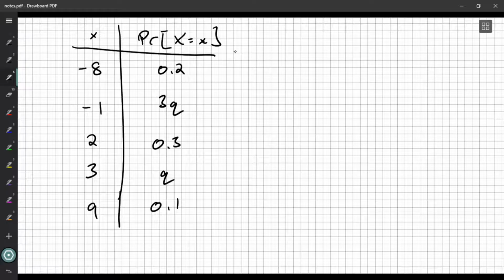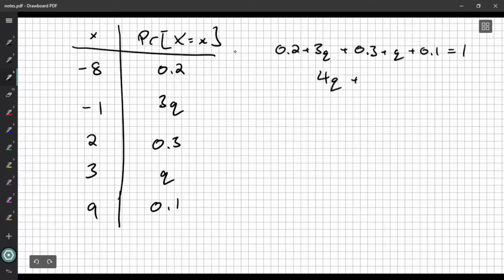All right. Now, one thing we know about PDFs is the sum of the probability values must always be 1. This gives me an equation that I can solve for q. So 3 q's plus 1 q is 4 q's. 0.2 plus 0.3 plus 0.1 is 0.6. Okay, subtract 0.6 on both sides. 1 minus 0.6 is 0.4. Divide by 0.4, and you get q is 0.1.